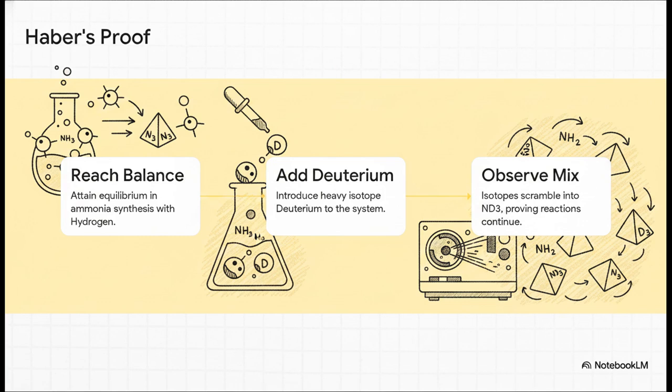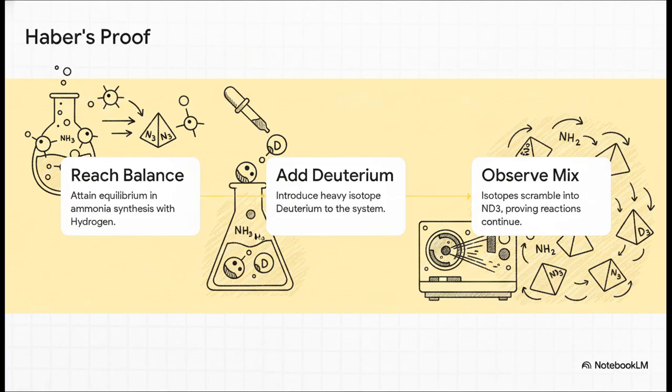Enter Fritz Haber and a truly brilliant isotope experiment. Haber synthesized ammonia from nitrogen and hydrogen. Once the reaction hit that seemingly static equilibrium, he played a little trick. He introduced deuterium. Deuterium is basically just a heavier, traceable version of hydrogen. Now, if the reaction had truly stopped, that heavy deuterium would just float around doing nothing.